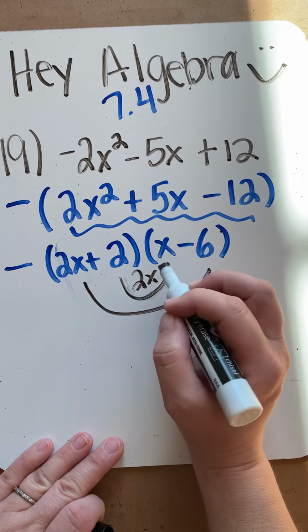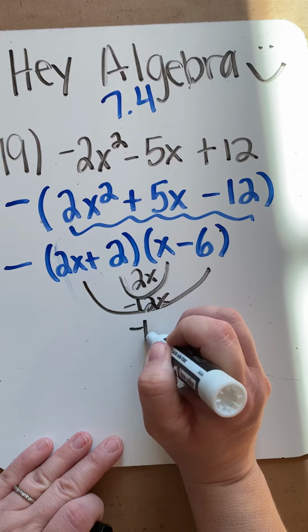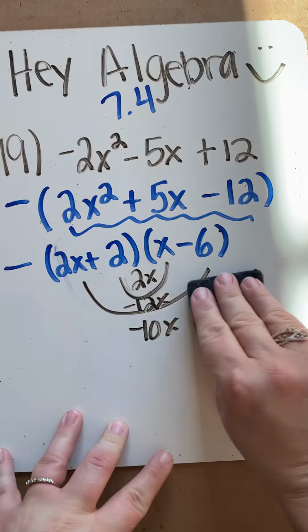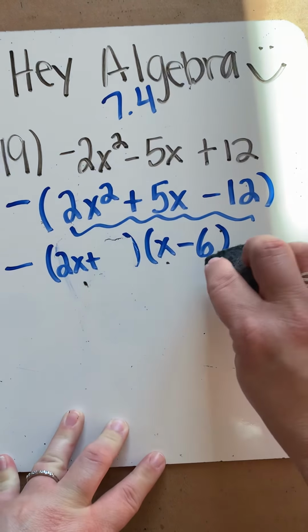2x times -6 is -12x. When I add these two together, I get -10x. That is not right. Okay, I'm way off. And if I switch the signs, it's not going to help. It'll just be a positive 10x. So that's really not going to help matters too much. So let's try some different numbers. Let's try a 3 and a 4.